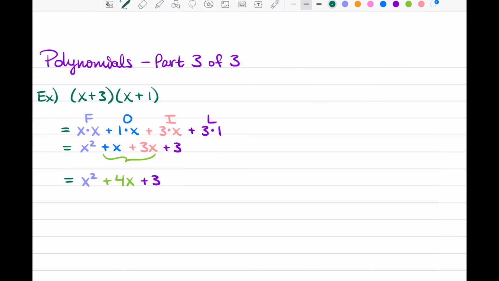So I color-coded this so that we can notice that this piece at the beginning comes from our F. Our final piece here comes from our L, our last pieces. And our piece right here in the middle comes from our O plus our I. So now that we know where each piece in our answer comes from, what we want to do in this video is start with our final answer, something that looks like that, and figure out what were the two pieces that we multiplied at the beginning. So let's try that.